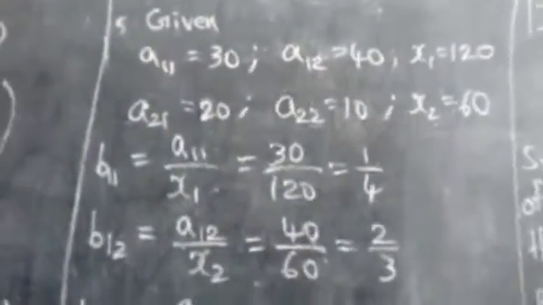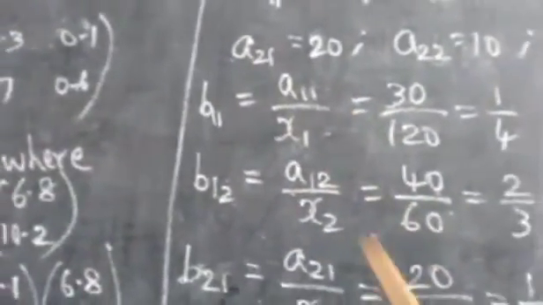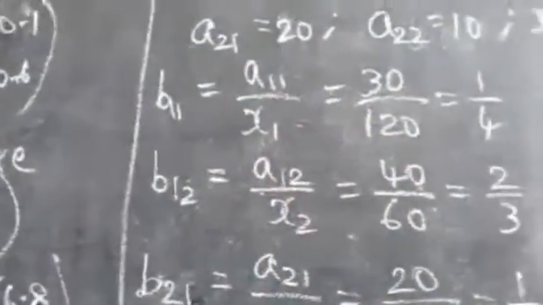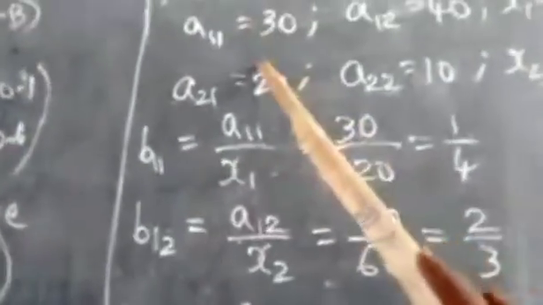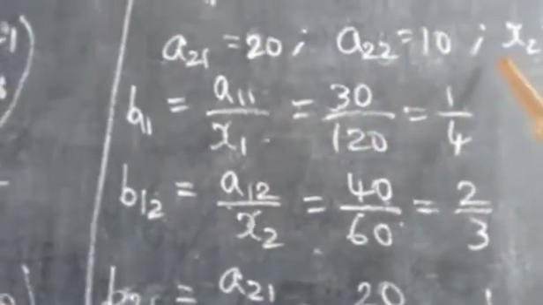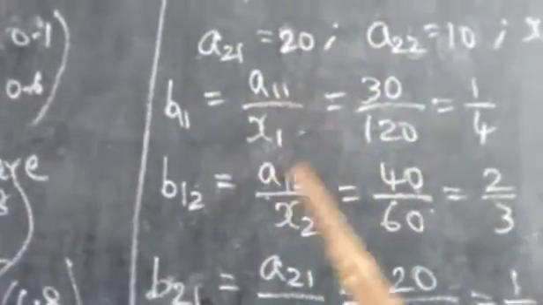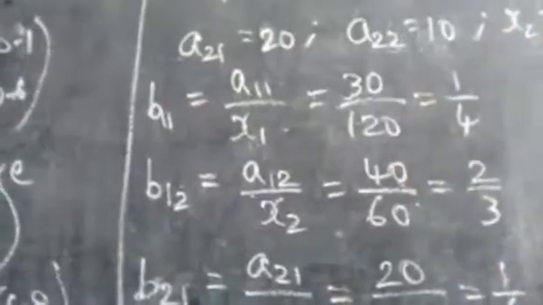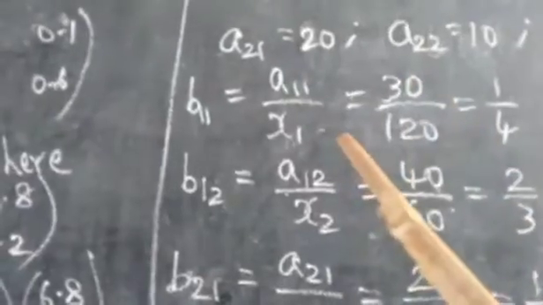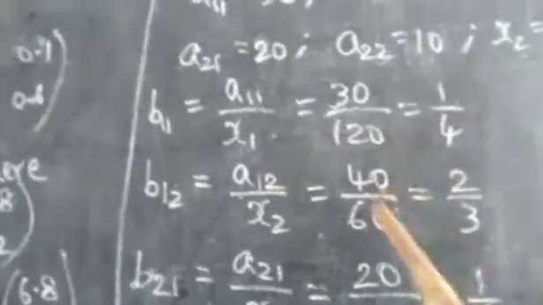Okay. Now we have to find B11. What is the formula? A11 by X1. That means for B11 we will put A11 divided by X1. Not X2. Okay. A11 is 30, X1 is 120. Cancelling 0, 1 3s are 3, 4 3s are 12. So 1 by 4. Next we will go for B12. What did you get? A12 by X2. Then what did you write? 40 by 60. I am already saying A11 for X1. A12 for what? Which column? That only we have to follow in the denominator. So let us cancel 0 0. 4 by 6 means 2 2s are 4, 3 2s are 6.